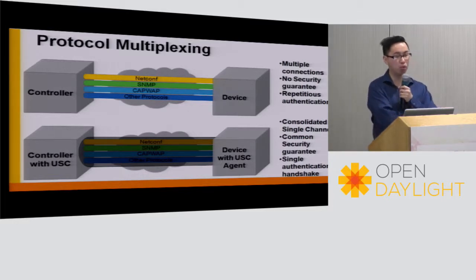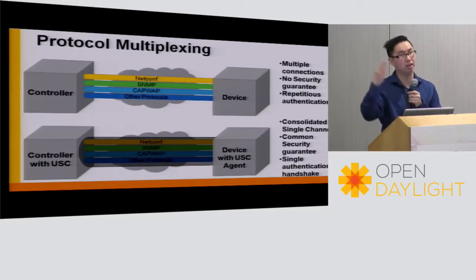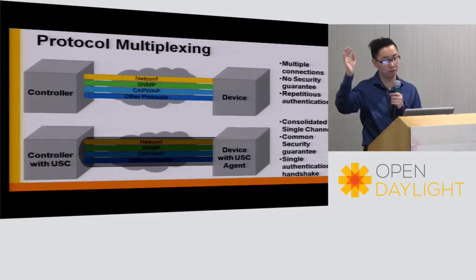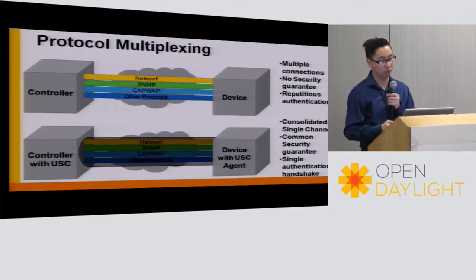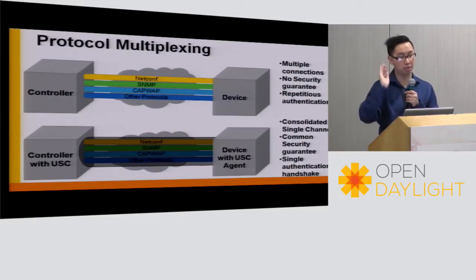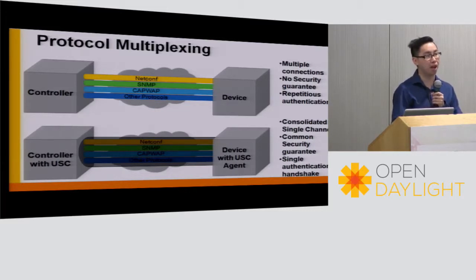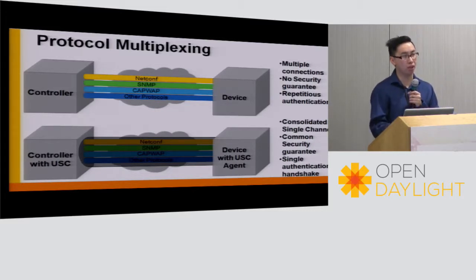For protocol multiplexing, what we mean is USC establishes a single channel between the device and the controller for TCP communication, and then another channel between the device and the controller for UDP communication. Now, through that single channel, we would multiplex the communication for different protocols. So you may have Netconf, SNMP, CoAP, WAP, and in the future, when we support more IoT protocols, you would have all the IoT-related protocols like AMQP or whatever.